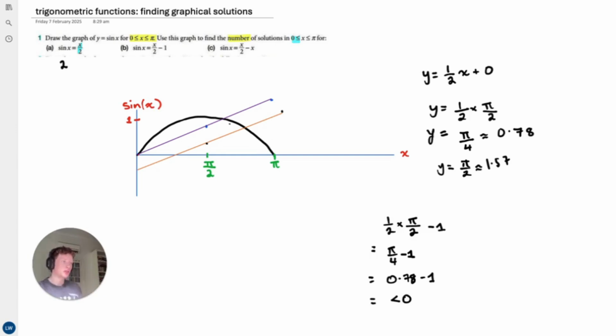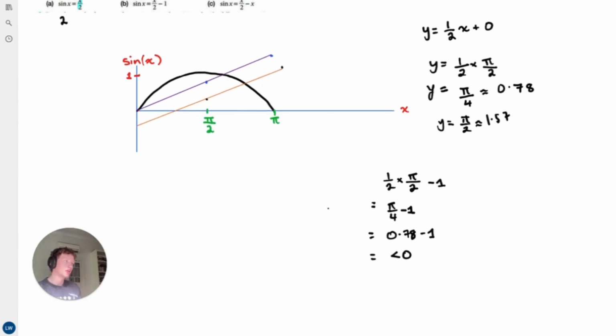And so I've even drawn this wrong here. This would be all the way underneath the curve. But what that shows us is, yes, it's above the curve line. The sine of x is actually 1 there.